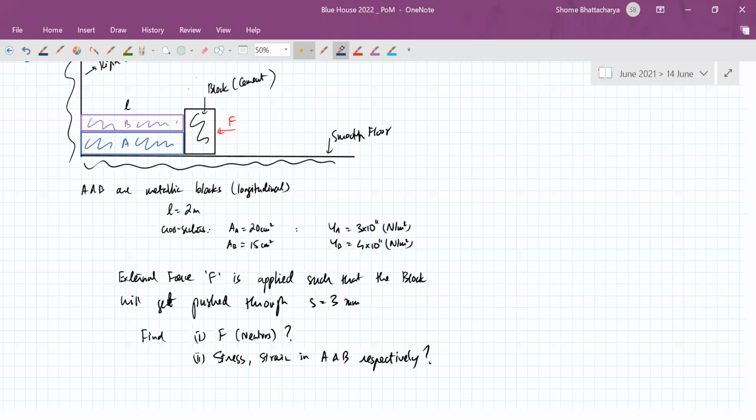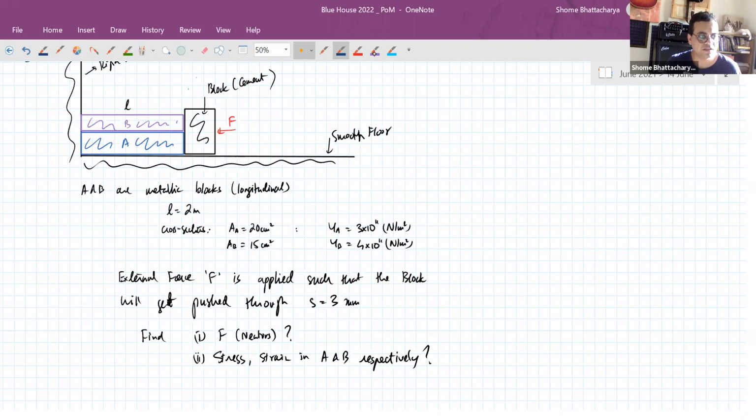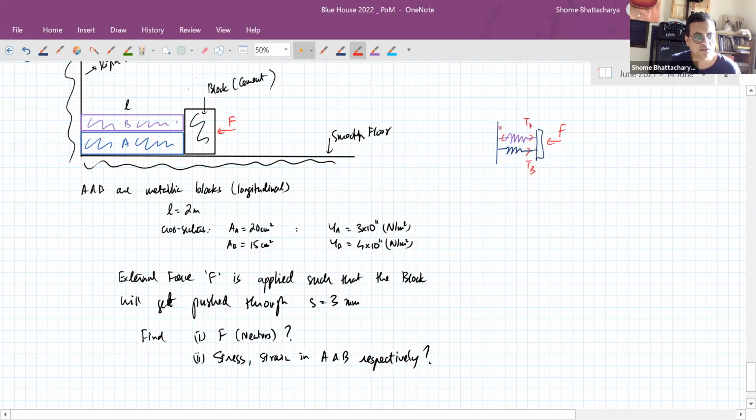Okay, so as you can see, this will become a very simple application question. So you can treat this like a combination of two springs. So whatever force we are applying from this side, it will be the combination of tensions, let's say TA and TB in each one.